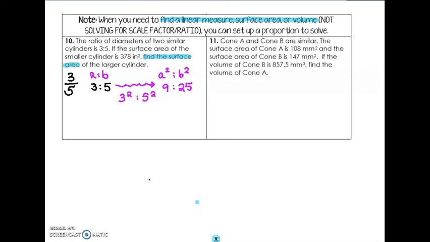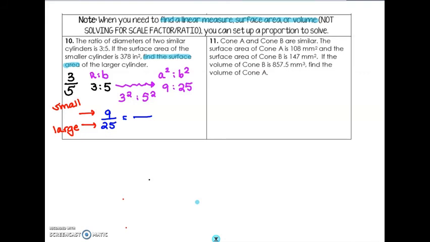I set that up in my proportion. Remember, proportions are two ratios equal to each other. That's my first one. Second one, I'm going to use the 378, but I have to be super careful what I put in my numerator. In my numerator, I'm going to put all the information for my small cylinder. In the denominator, I'm going to put all the information for my large cylinder. Why is that the case? Because 9 is my smaller number, 25 is the larger number. That's how I know it's small over large.